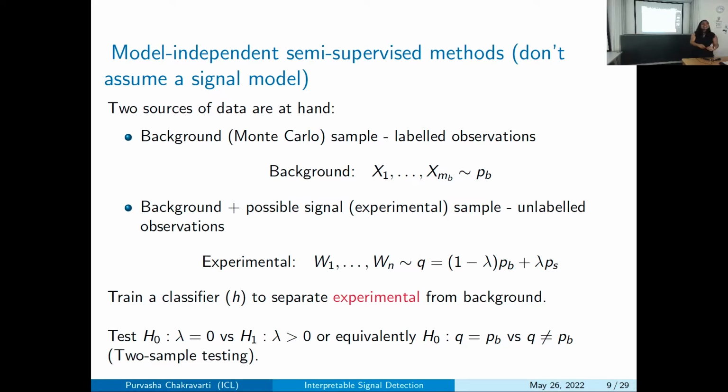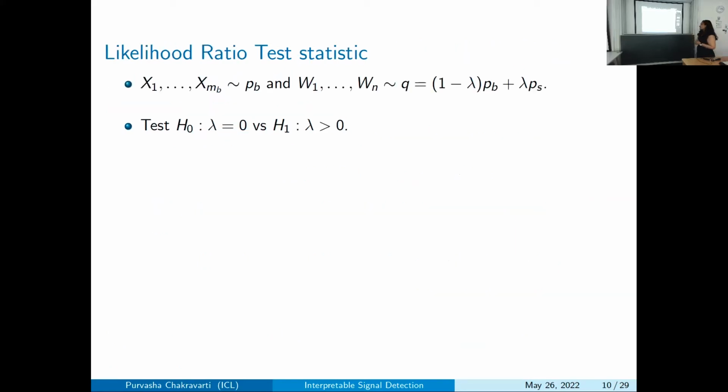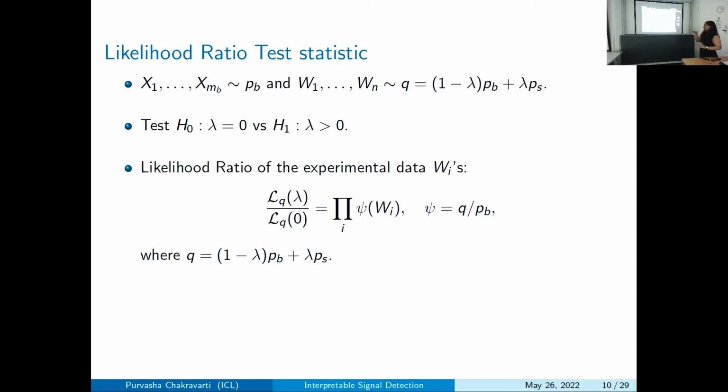Okay, so now I'll explain quickly how we do this. Obviously, first we consider the likelihood ratio test. We are testing for lambda equals 0 versus lambda greater than 0. So let's take the likelihood ratio on the experimental data. And you can write the likelihood ratio as a function of the density ratio at each of the experimental points.